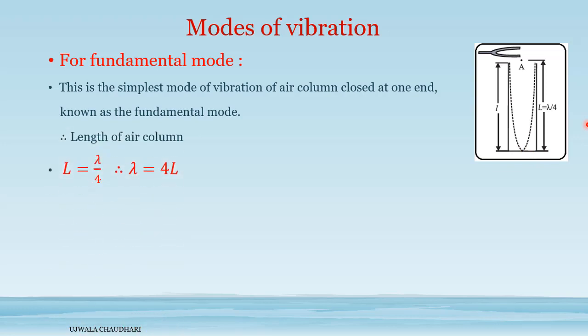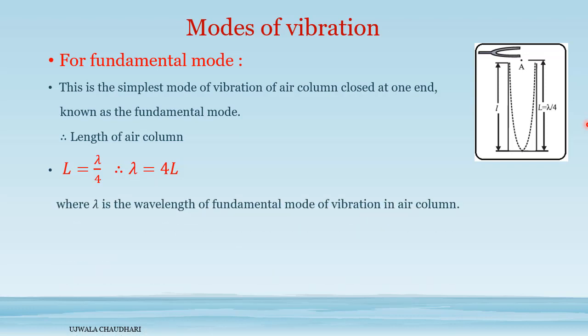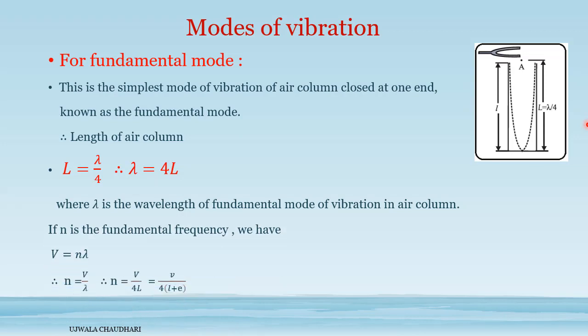Length of the air column L equal to lambda by 4, therefore lambda equal to 4L, where lambda is the wavelength of the fundamental mode of vibrations. If n is the fundamental frequency, we have V equal to n lambda. Therefore, n equal to V upon lambda. Therefore, n equal to V upon 4L, that is equal to V upon 4 into small l plus e. That is the end correction.